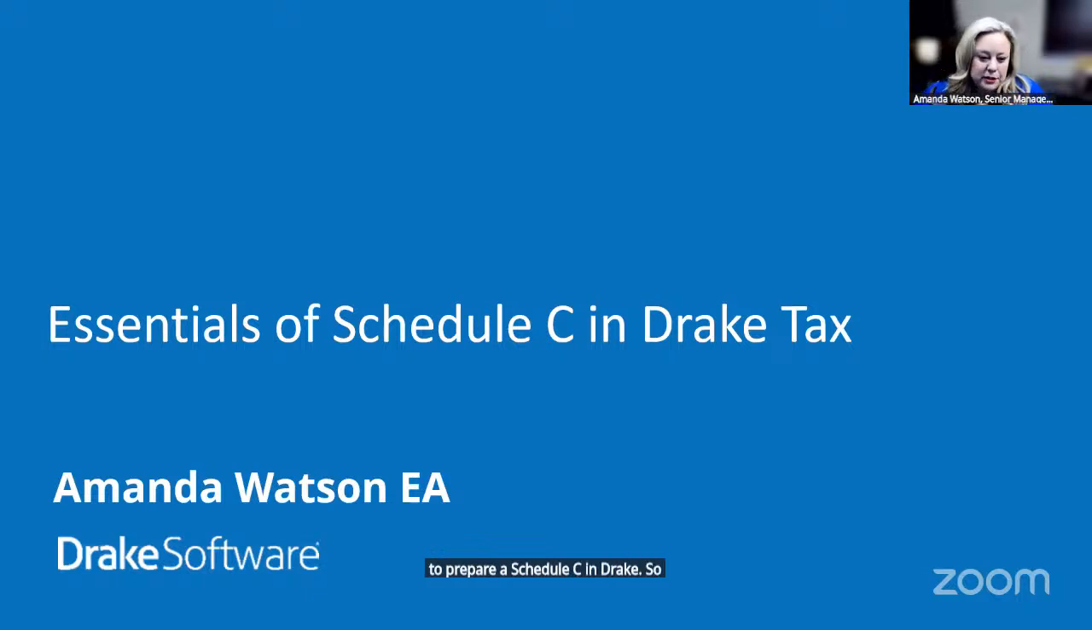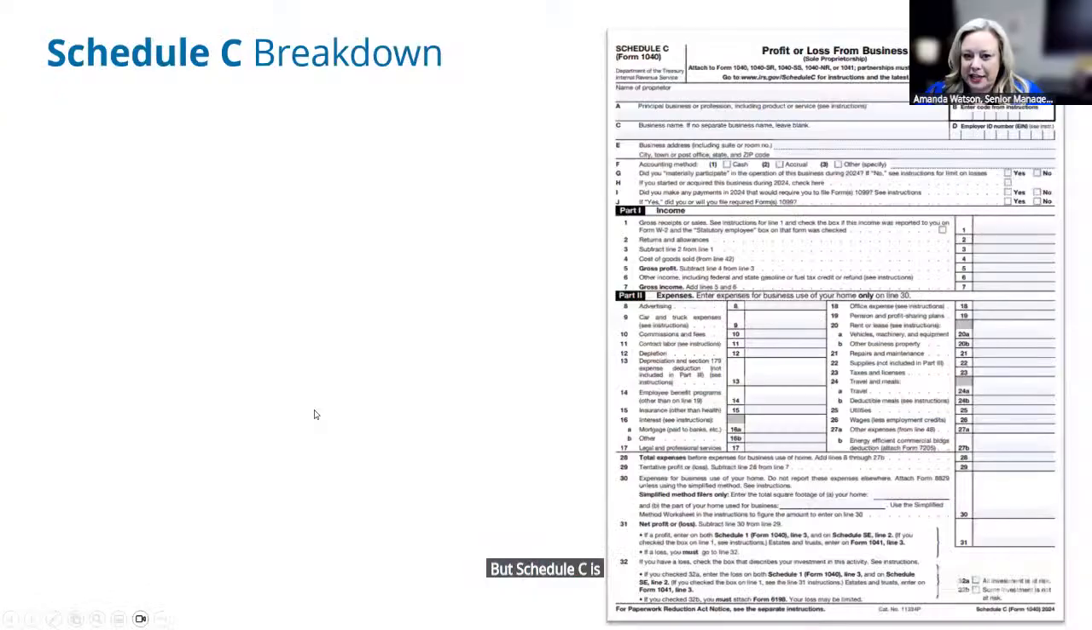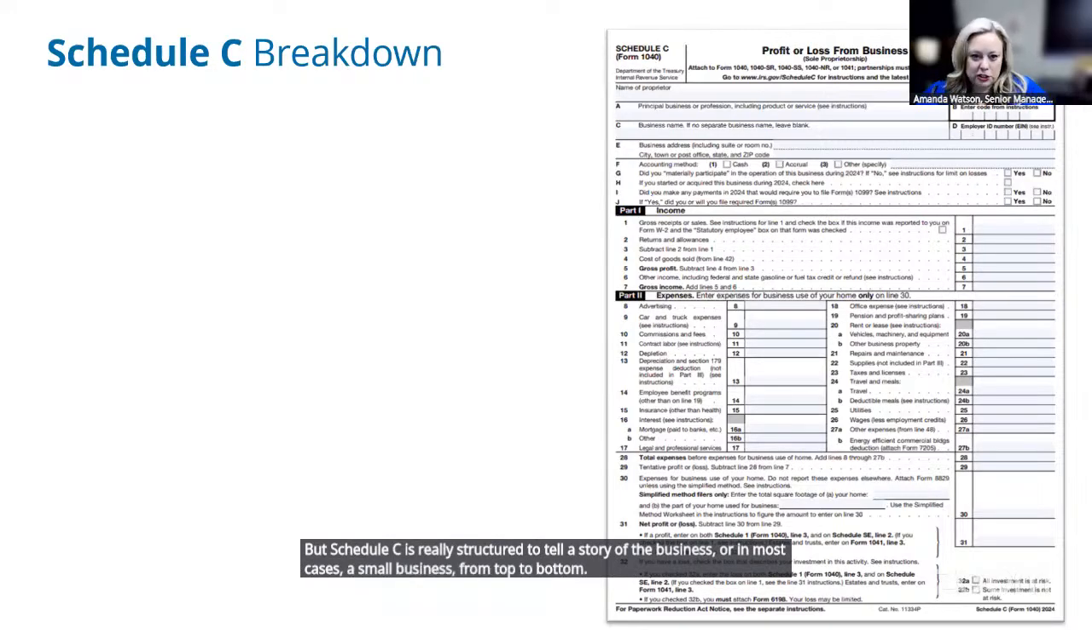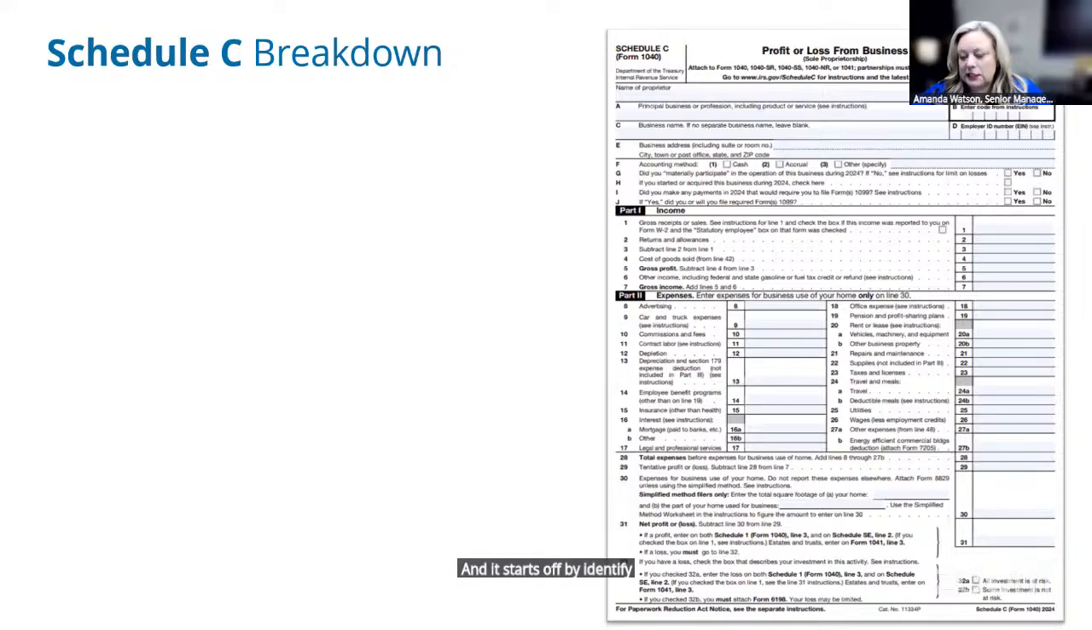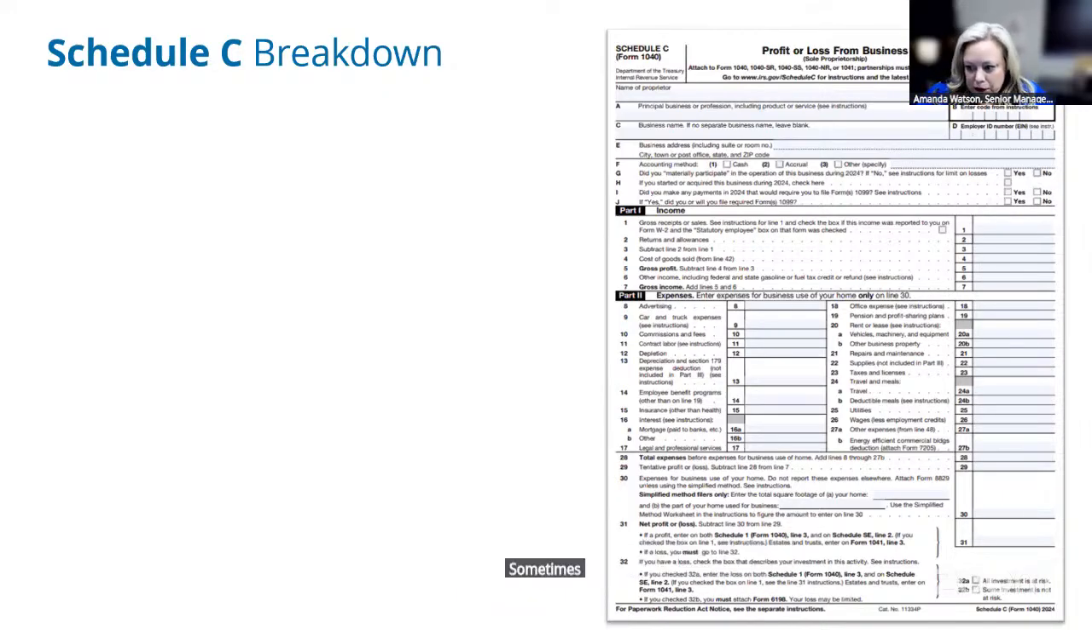So one thing about Schedule C, it is structured, and I really love forms because I like to see the structure of the form. But Schedule C is really structured to tell a story of the business, or in most cases, a small business from top to bottom. And it starts off by identifying what the business is and then walks through income, expenses, sometimes inventory, sometimes vehicle use. And then each section builds upon other sections to arrive at your taxpayer's or the client's net profit or loss from business.